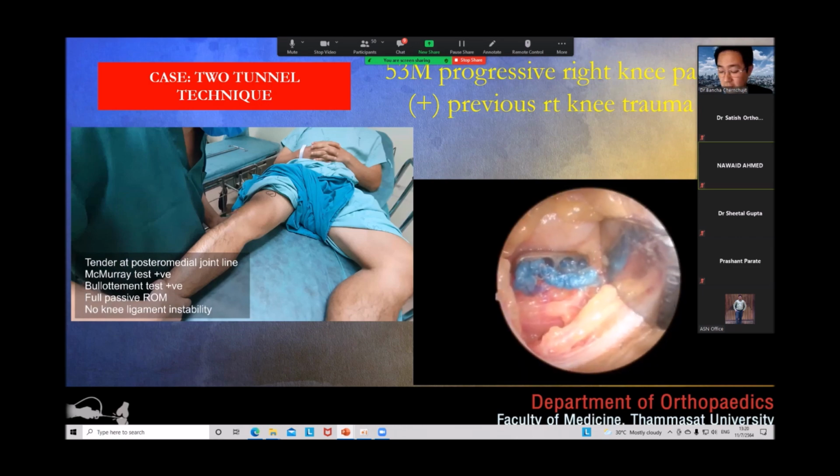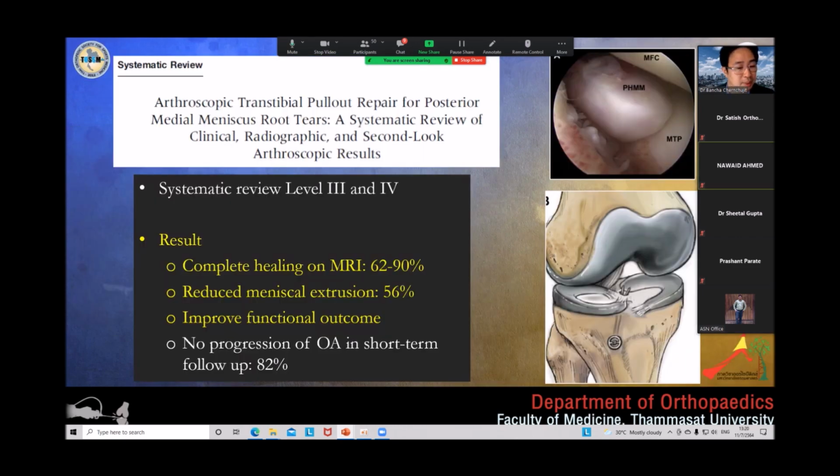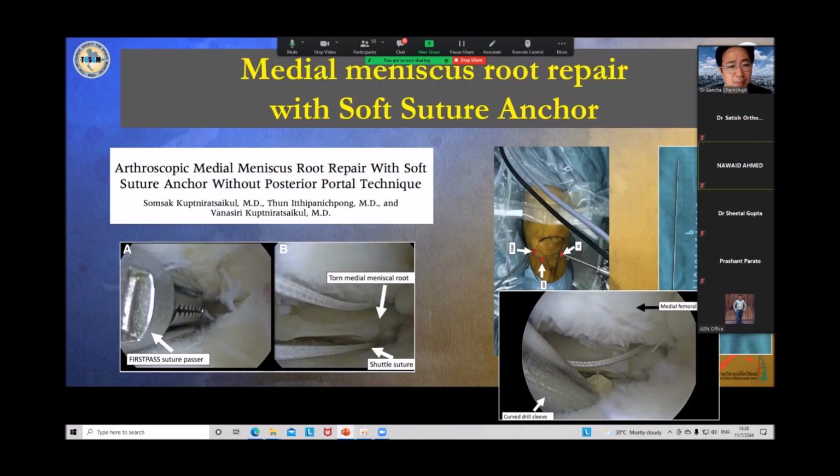Yes. So this systematic review found that the result of the root repair, complete healing, is around 60 to 90%, but the extrusion reduction is only 50%. That's the problem. We can reduce the extrusion only 50%. This is another article from Dr. Thammasat from Thailand. He proposed the soft anchor for suture fixation.